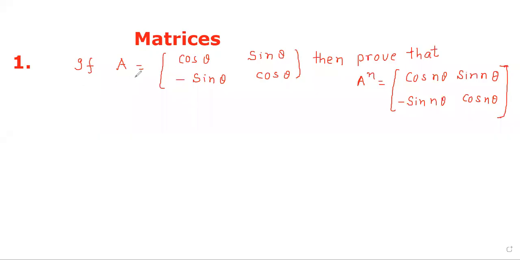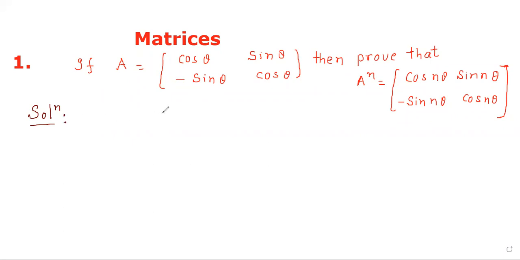This is question number one. If A equals [cos theta, sin theta; minus sin theta, cos theta], then prove that A power n equals [cos n theta, sin n theta; minus sin n theta, cos n theta]. Let's consider the solution. So we are going to use the principle of induction.